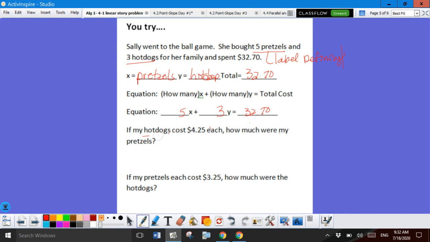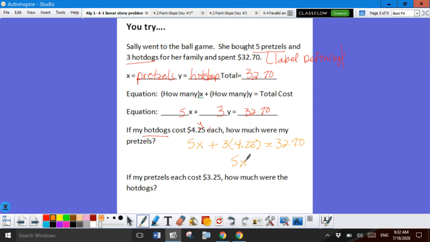Okay, so first thing we're starting with are hot dogs. So hot dogs are actually my y. That's my y. So I have 5x plus 3 times my hot dogs is equal to 32.70. So if you haven't gotten that far, go ahead and hit pause and see if you can figure out what we should be getting here.